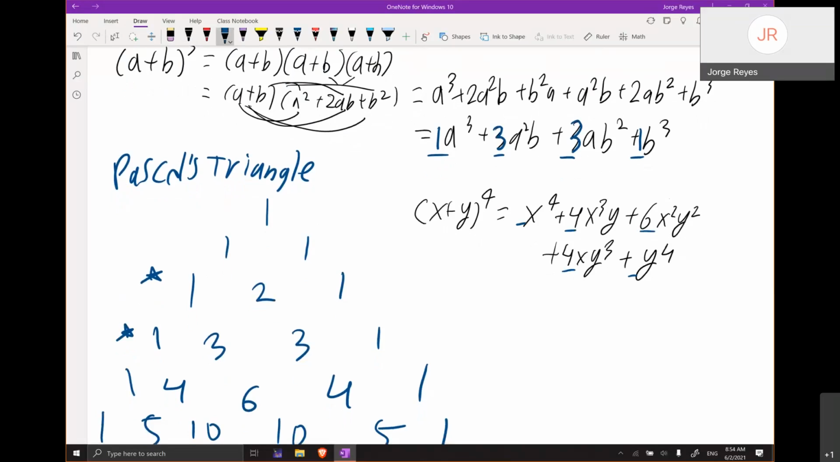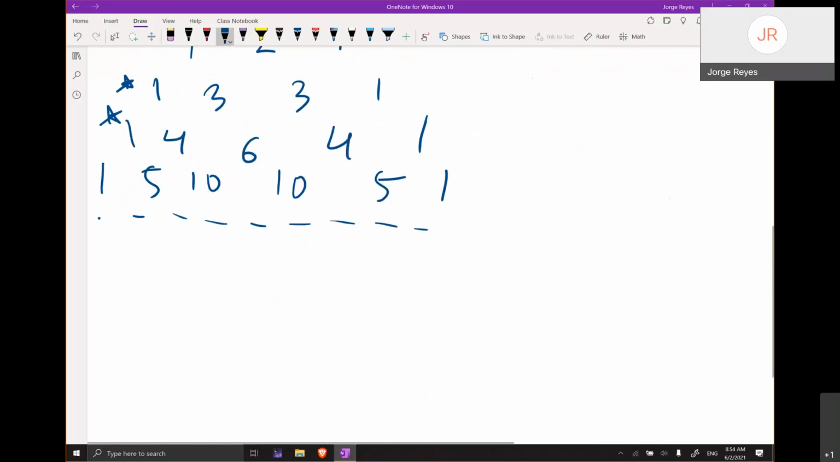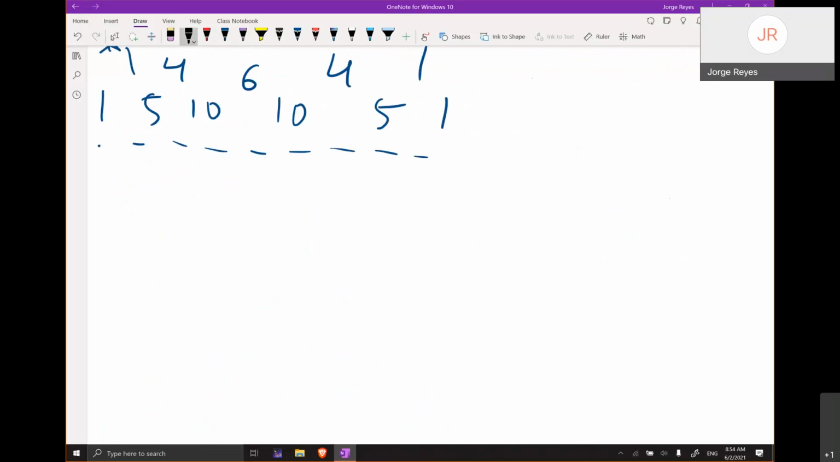So you don't actually have to FOIL it out, right? Because this would be really, really annoying to FOIL because you'd have to do like 6 of these, right? Okay, so Pascal's triangle is really just a tool that we use to figure out how to expand binomials. Okay, so I wrote the 5th layer, so I might as well, right?